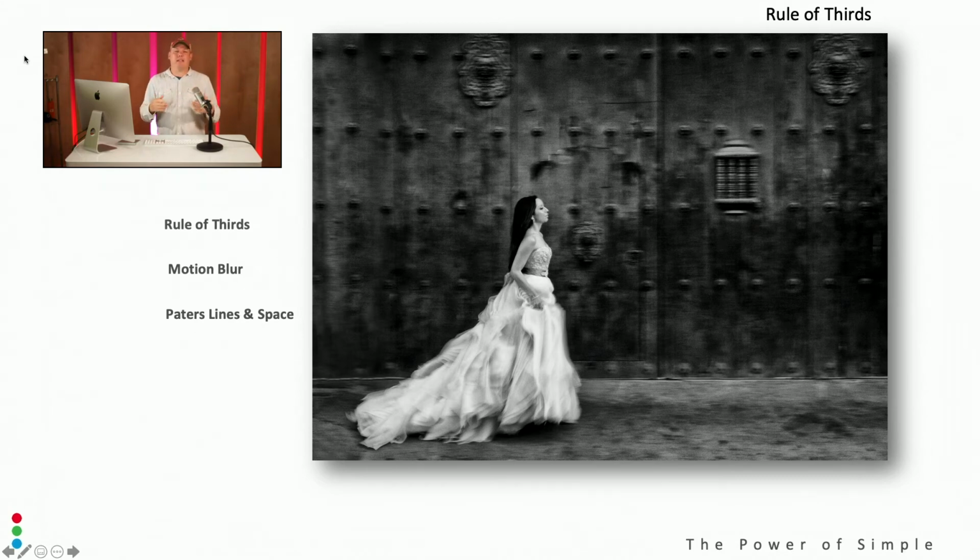But again, think about this. If I had caught this of her right smack dab in the middle of the frame, it wouldn't be as powerful because she's walking into the shot. She's walking into the negative space. So you want to think about how to use the negative space in your images when you're composing.